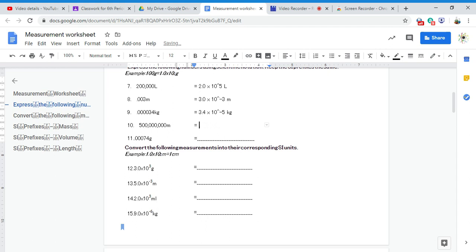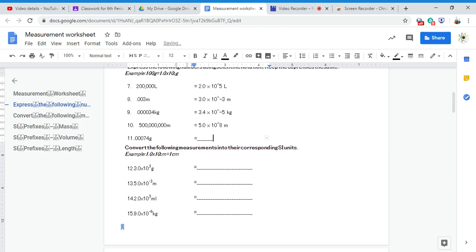All right. And of course, you're pausing and all that to work on it before you get the answer, right? So next one, our whole number is 5.0 times 10, caret. Don't need a negative this time. We do have to be careful about the commas though. 1, 2, 3, 4, 5, 6, 7, 8. So 10 to the 8th meters.